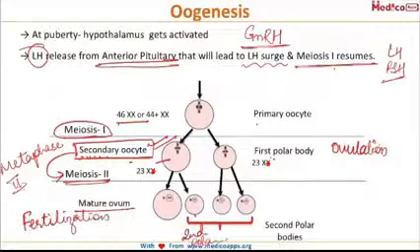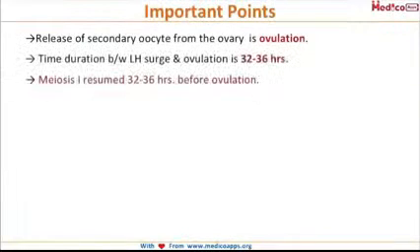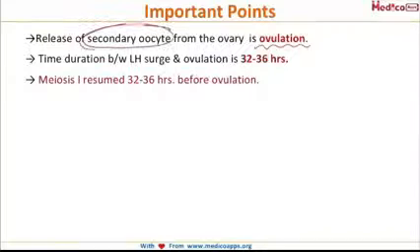Now in this entire process of oogenesis, there are a few important questions that you will be asked. As I told you, at the time of ovulation, what is the stage of the oocyte at which it is released? It is the secondary oocyte which is released from the ovary at the time of ovulation. What is the stimulus for completion of meiosis I or for ovulation to occur? That stimulus is the LH surge. And what is the time interval between LH surge and ovulation? It is 32 to 36 hours.